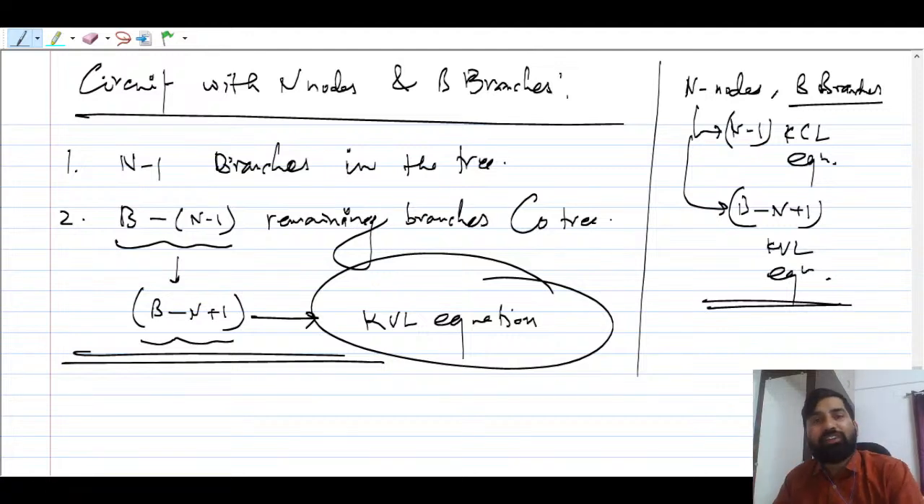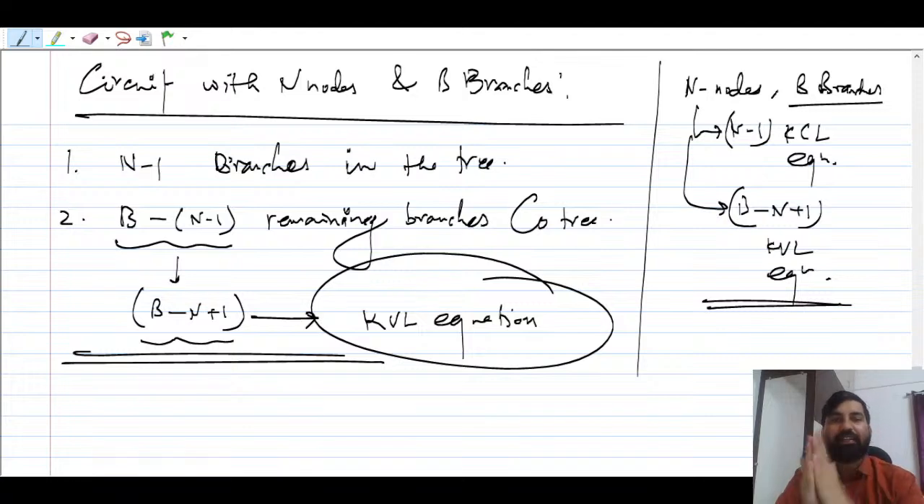So from where we started: suppose there are n nodes and B branches in the circuit. How many equations do we need? 2B equations. If I talk about KCL equations, there will be n minus 1. And KVL equations, B minus n plus 1. If you add these two, you get B equations. And the branch IV relationships will give you B equations. So 2B equations can solve for 2B variables, that is B currents and B voltages.